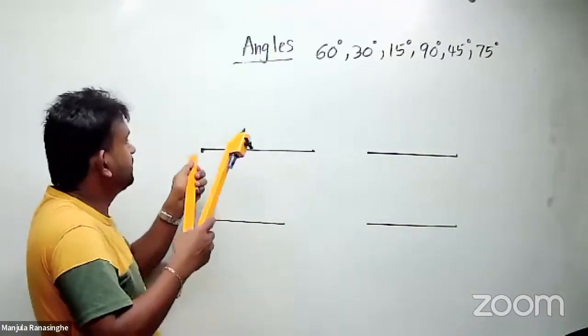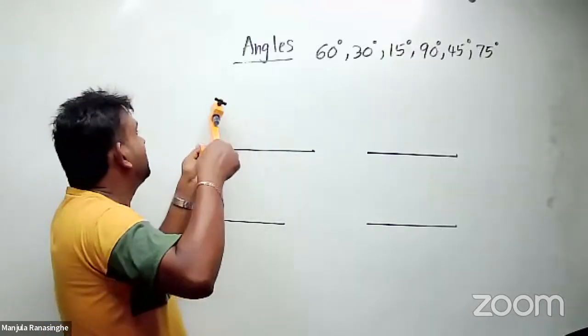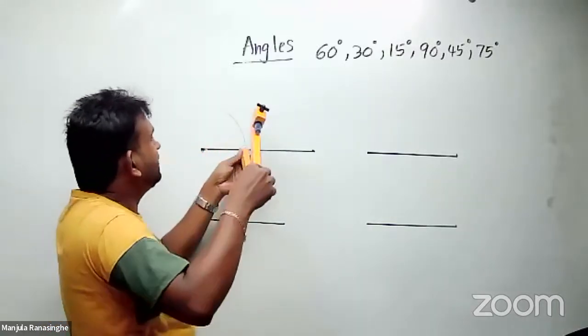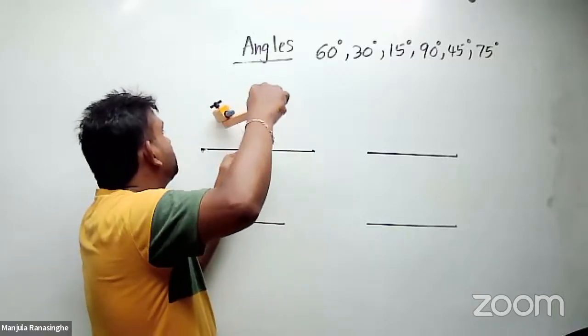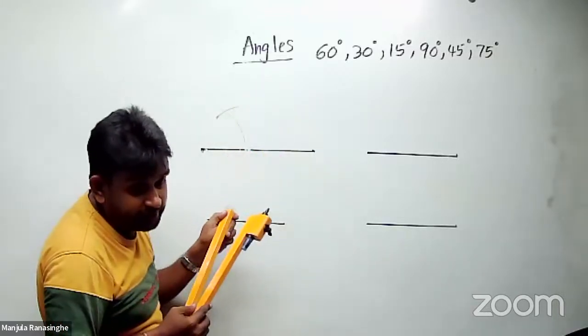So 60, take the compass and make an arc, and create, this is the 60. Keep the same distance and cut.